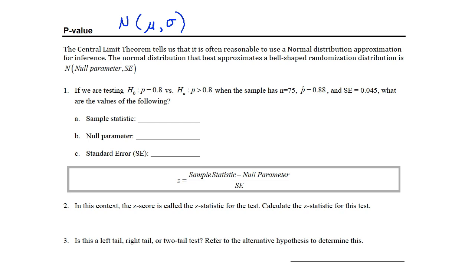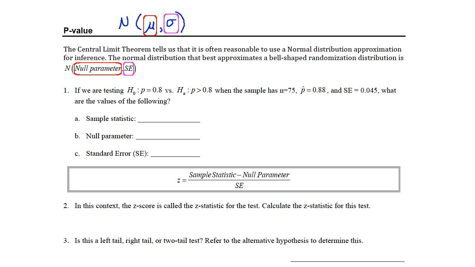So instead of mu here, we now just center this at the null parameter, and the standard deviation of the distribution we use is the standard error of our statistic. So the distribution that we're going to use is the normal distribution with mean equal to the null parameter and with standard deviation equal to the standard error.